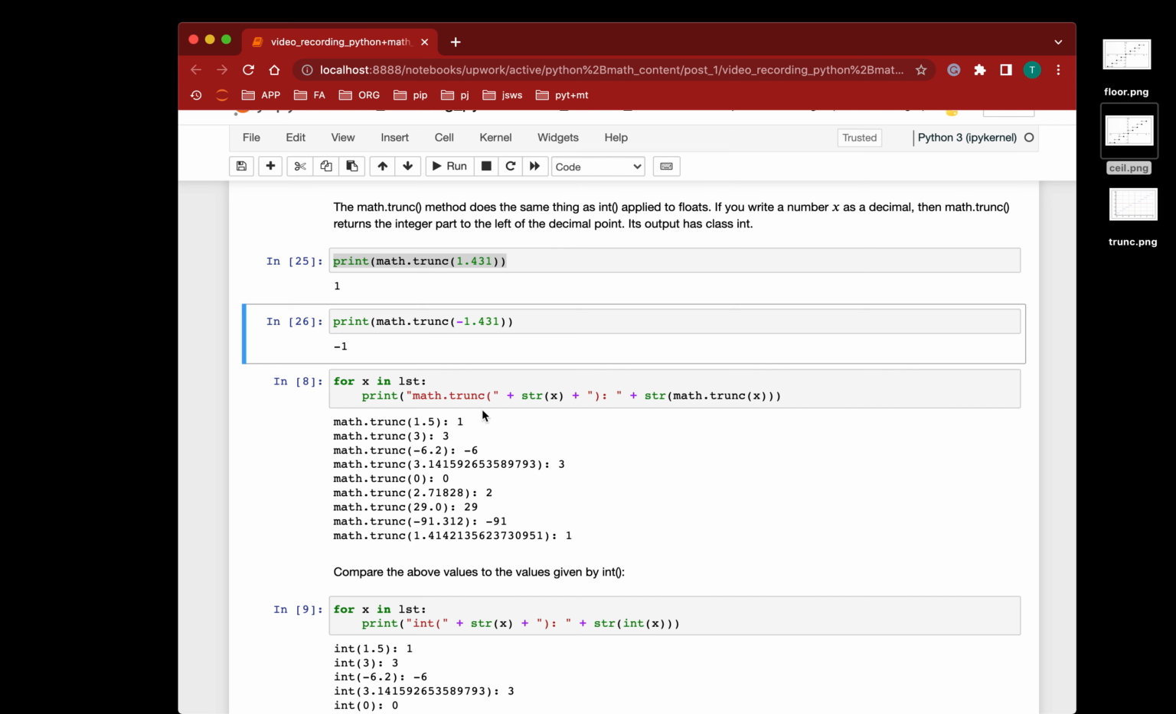what the math.trunc function does is it just gives back the integer part. So 1.5 gives you 1, 3 gives you 3, this is an integer, negative 6.2 gives you negative 6, etc., etc. And the outputs are all integer class.